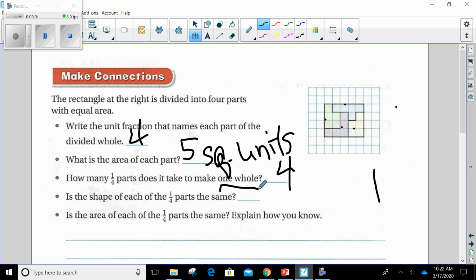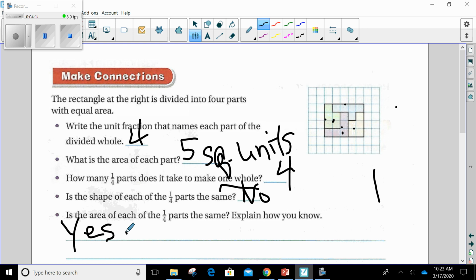Is the shape of each of the 1/4 parts the same? Well, look at this one, and then look at this one. Are they the same shape? No, they're not the same shape, are they? But is the area of each of those 1/4 parts the same? Well, we just counted them out. And yes, all of those fourths have 5 square units. The area of each of those parts is 5 square units.